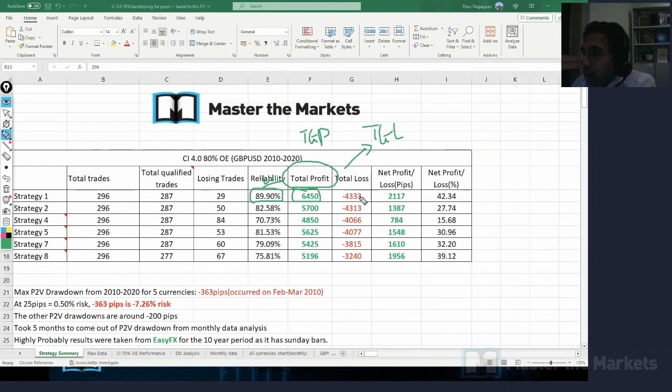Now over here, which is 4,333. As professionals, we are more concerned about this number rather than even this. Then finally, we take a look at the net profit. As long as TGP is bigger than TGL, naturally you get a net profit. And then we take a look at how much that would be in percentage terms. So we've got all of that over here.